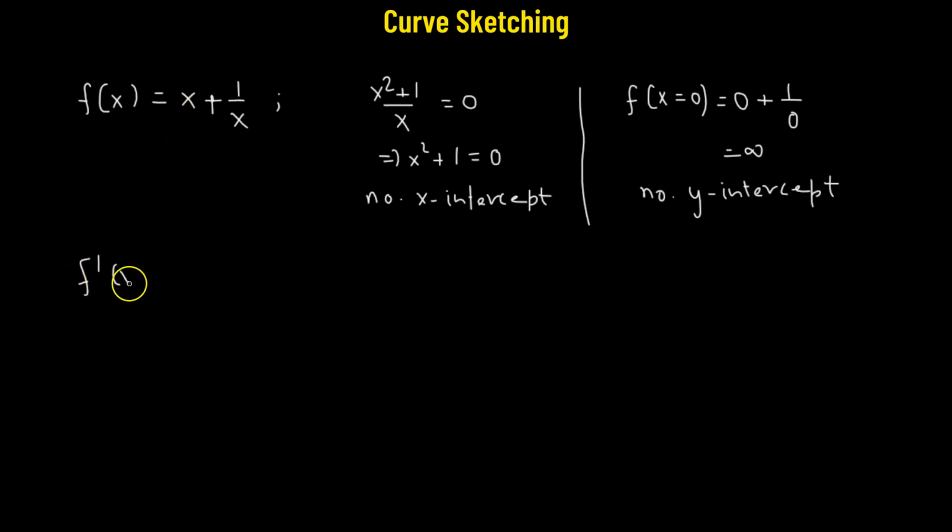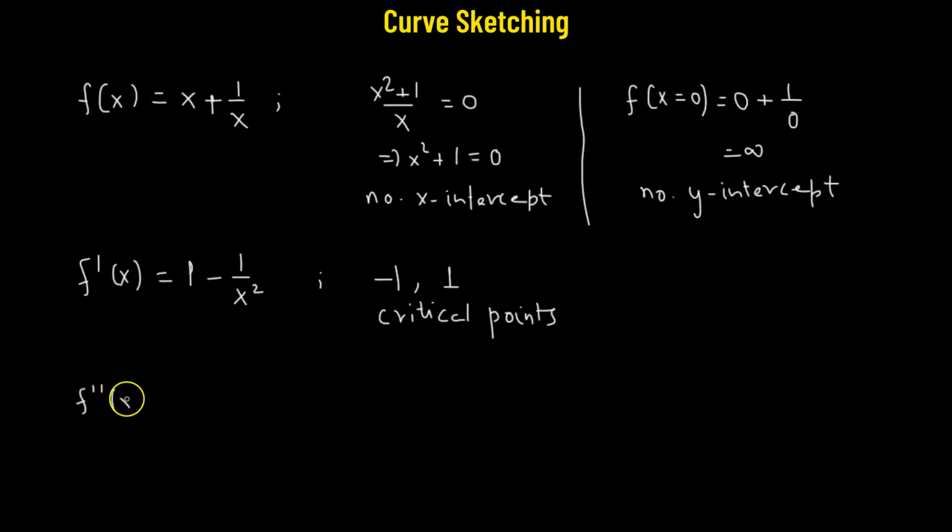Let's find its derivative with respect to x. This will be 1 minus 1 over x squared. We will set this value to 0, and this is going to give us the critical values, negative 1 and positive 1. So these are going to be the critical points. Then we'll take the second derivative with respect to x. This will be 2 over x cubed. So clearly we see that at x equals 0, the second derivative blows up. So we'll say that 0 is the possible point of inflection.